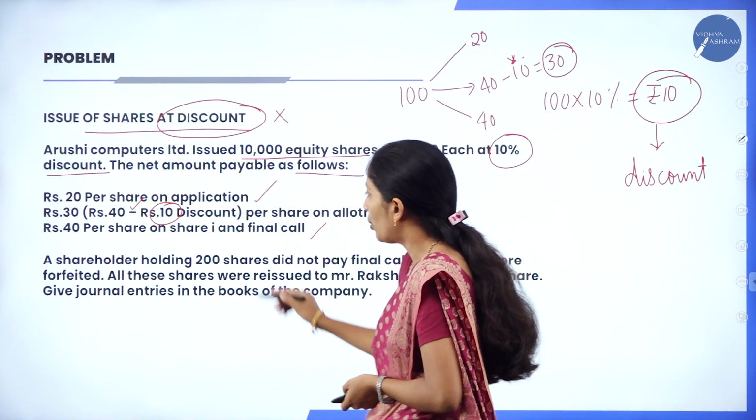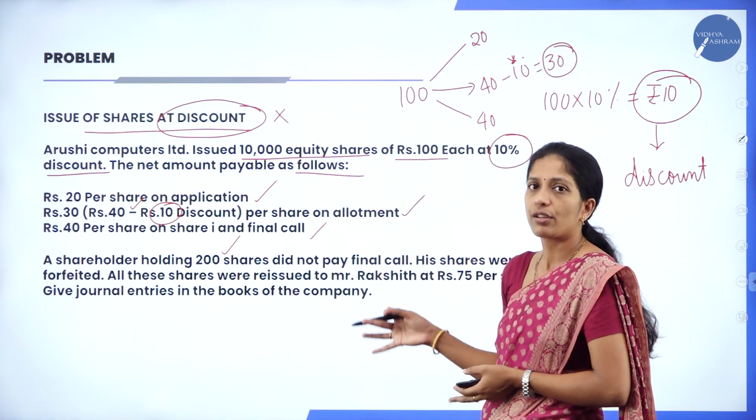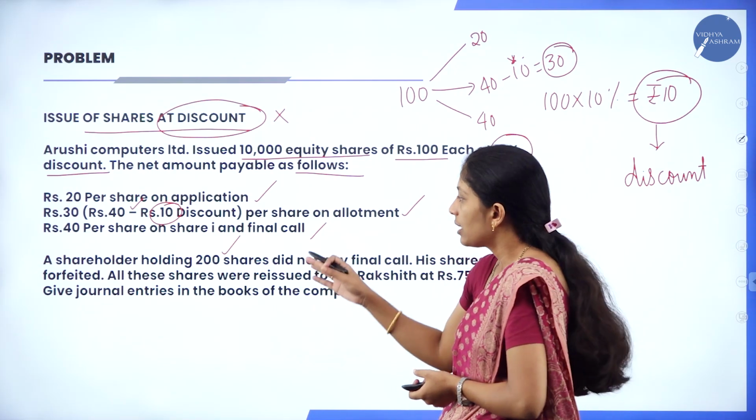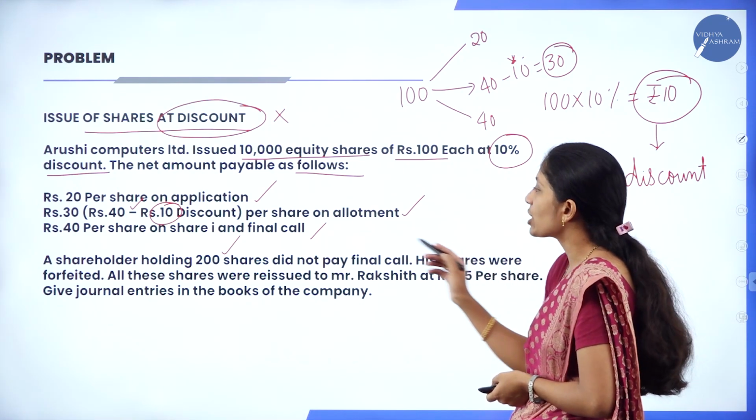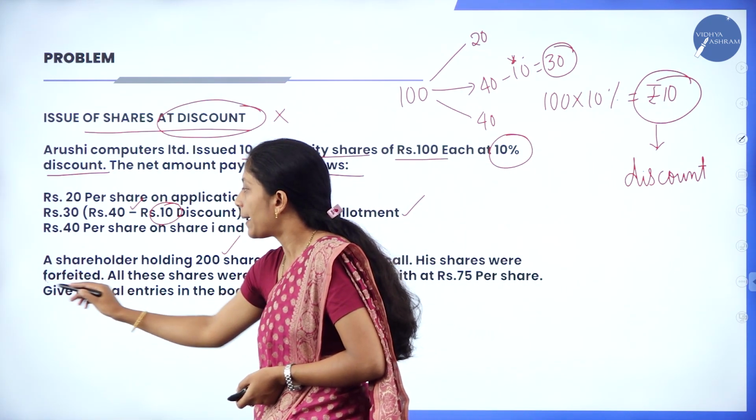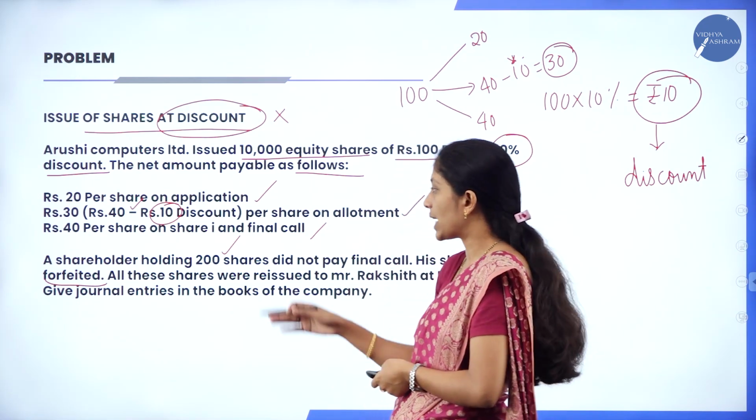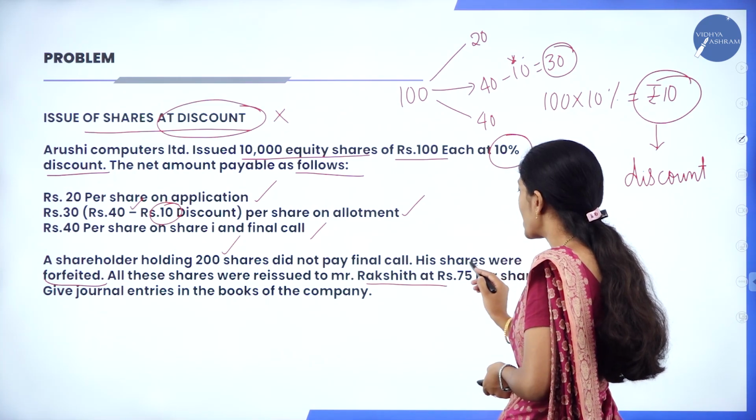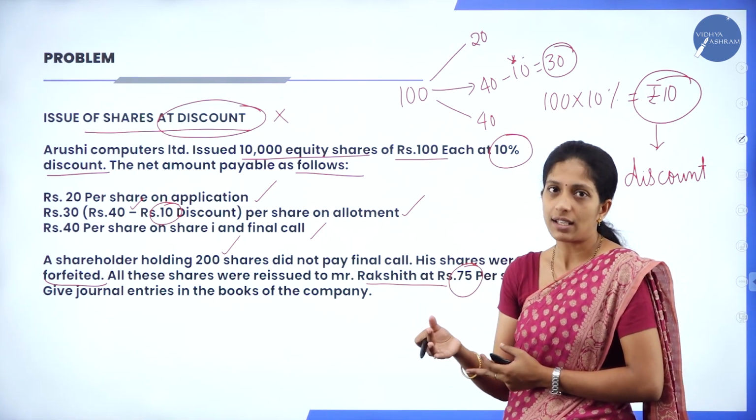A shareholder holding 200 shares did not pay the final call. Here also, what happens is that the shareholder has not paid the amount. Here the shareholder of 200 shares failed to pay the final call amount. His shares were forfeited. So the company decided to forfeit the shares, that is, cancel the shares. All these shares were reissued to Mr. Rakshit at ₹75. Here also, they have reissued at discount.